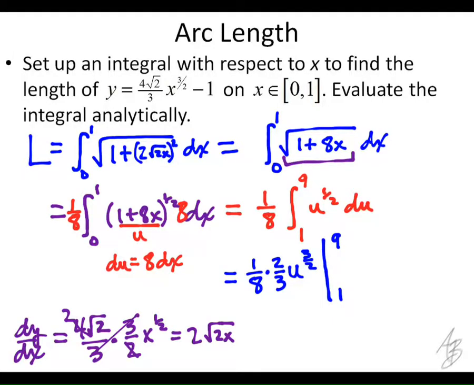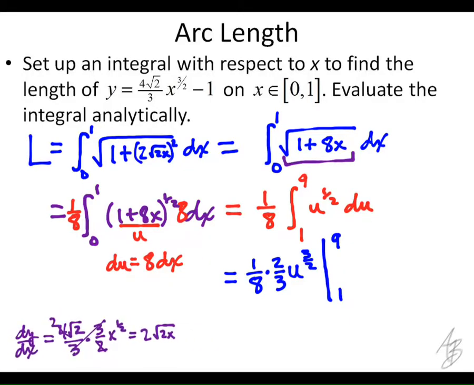So we're going to evaluate that at 9 first. It's going to equal 1/12 of 9 to the 3 halves minus 1 to the 3 halves. So I simplified this and got 1/12, and I'm just evaluating the u to the 3 halves from 1 to 9.